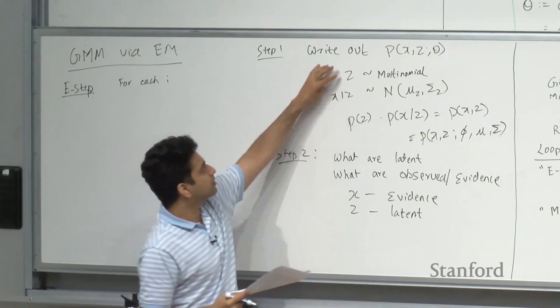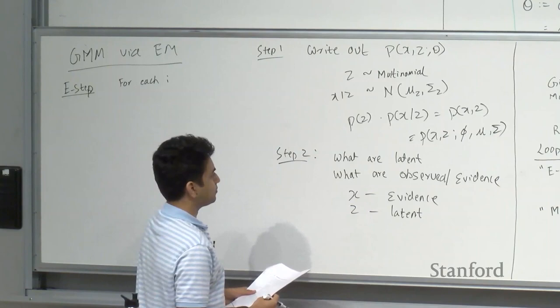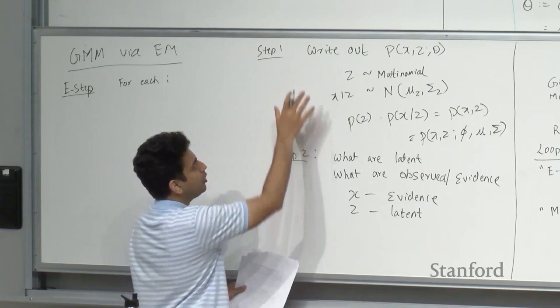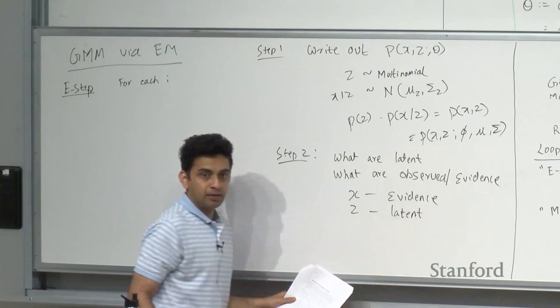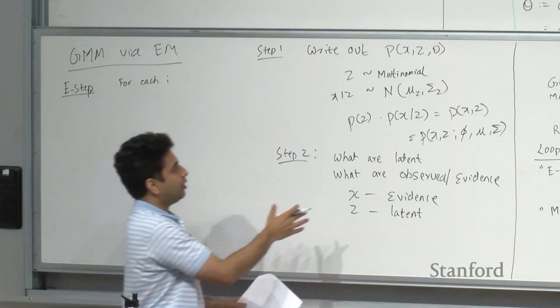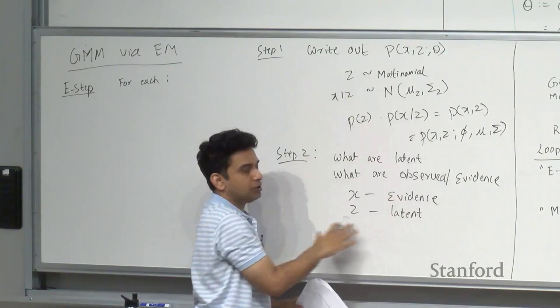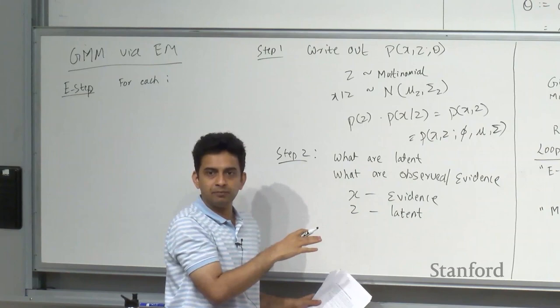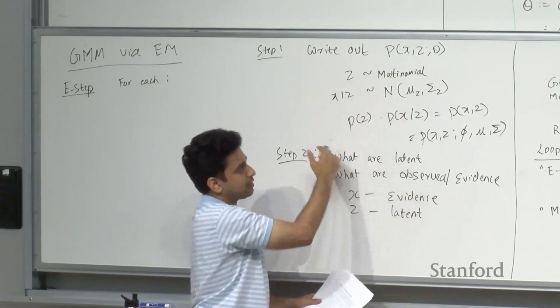Okay. And then once you are clear about what the full model is, what the parameters are, what is observed, and what is latent, only then attempt to apply EM on it. If you're not clear about these first two steps, it's going to be very hard to apply EM, and you're going to get really confused. Always be clear on what the full model is, the data generating process, which is the same as the model, what the parameters are, what's observed, and what's latent.